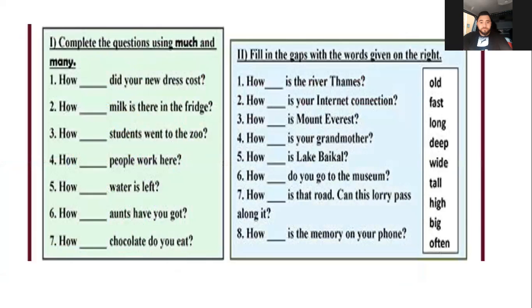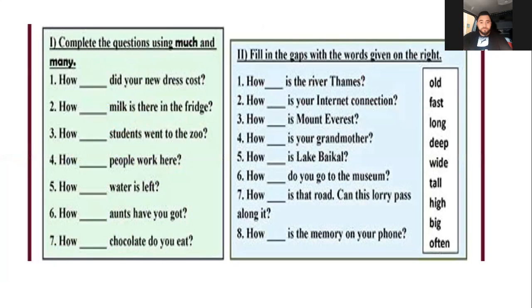So the word tall goes at the end of the sentence. Okay, after this review, if you remember, we worked on the exercise. By joining in the first column, completing using how much, and in the second column, completing the word how with the other adjectives. Just to remember, for number one, it's how much or how many?